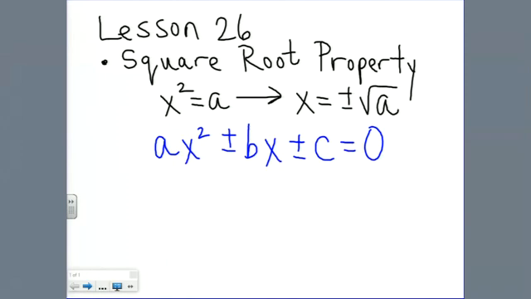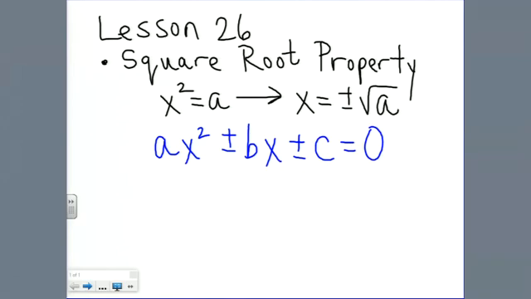Now, the first thing from lesson 26 I want to go over with y'all is something that you've seen before, known as the square root property. We used the square root property in one of the Pythagorean theorem problems. So let me go over the general property with y'all.